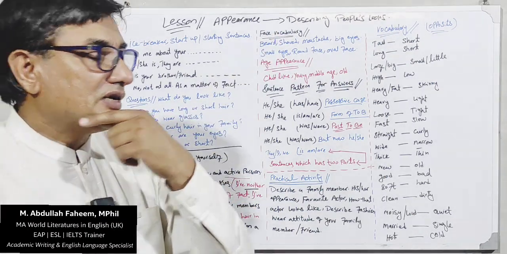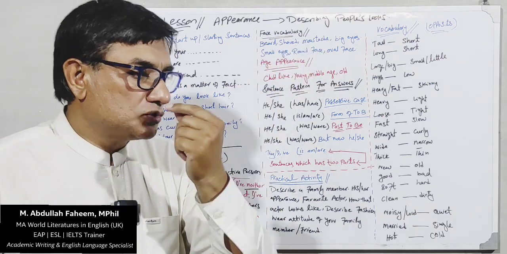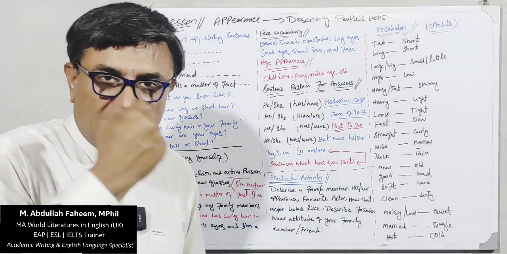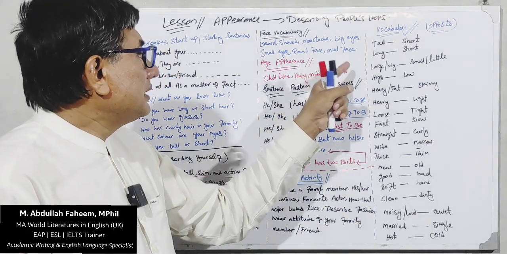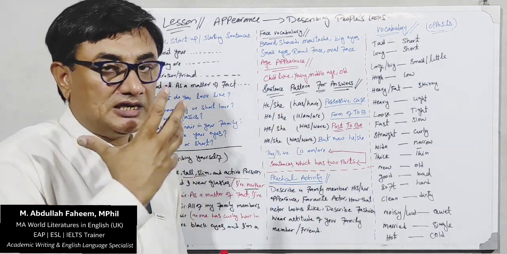We have face vocabulary. Face vocabulary में beard है for male, and then shave जिसकी shave है, mustache जो मूंछें होती हैं उन्हें, big eyes बड़ी eyes को small eyes, round eyes, and all face जो oval face होता है, round face होता है, इनके बारे में जो चेहरे की शिनाख्त है.